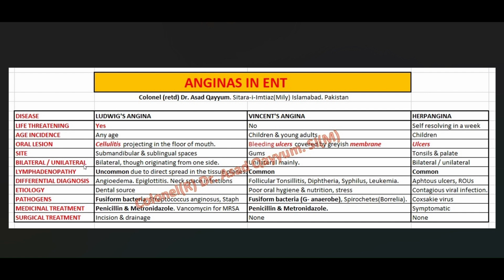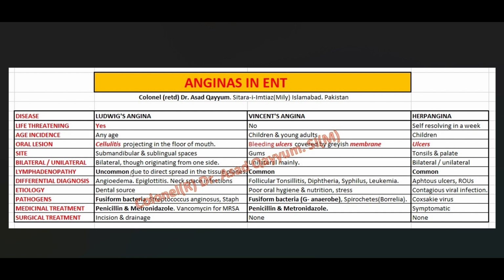Now, whether it is unilateral or bilateral, Ludwig angina is always bilateral, though originating from one side, since it spreads through the tissue spaces. So it may arise from one side, it can go to the other side also. Vincent angina is unilateral mainly, and in case of herp angina, it can be either bilateral or unilateral.